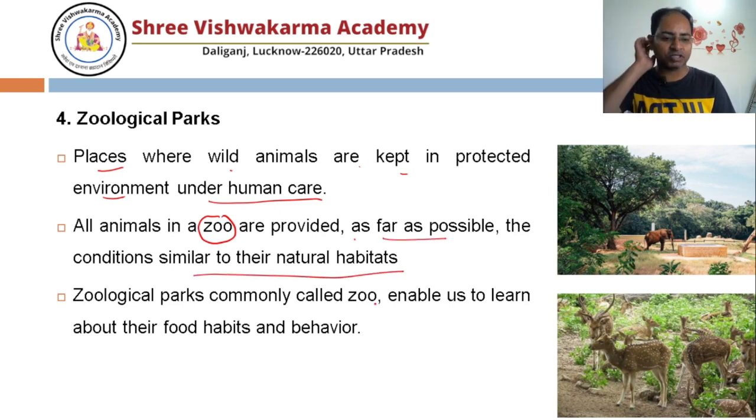If you visit the zoological park, you will see different animals, but their structure for living is different. The government is trying to create the natural environment in which these animals live. Okay, so zoological parks, commonly called zoos, enable us to learn about their food habits and behavior.